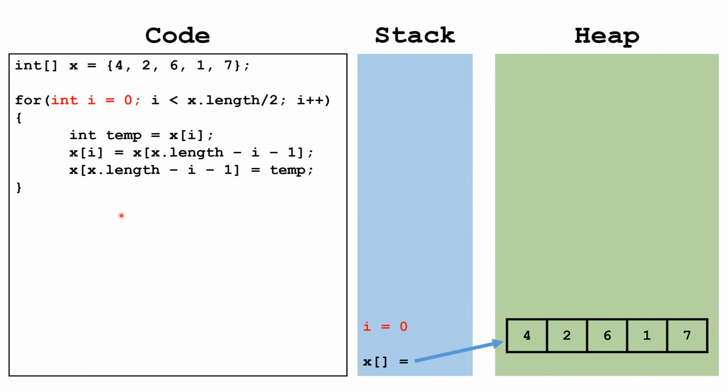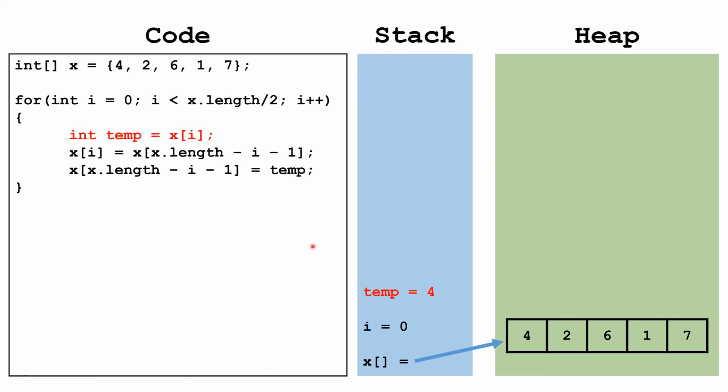We start by declaring a variable i and setting it equal to 0. Next, we check: is i, which is 0 right now, less than x.length divided by 2, which is 2? This is true, so we can continue on through the loop.